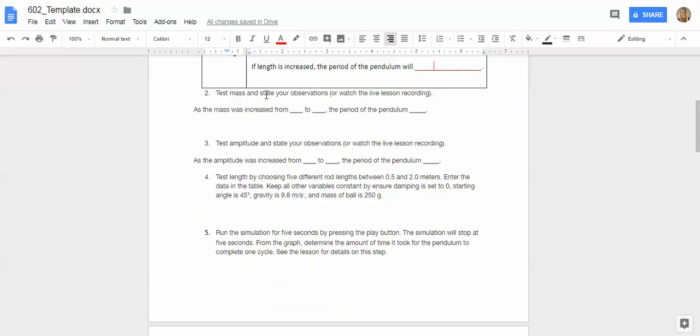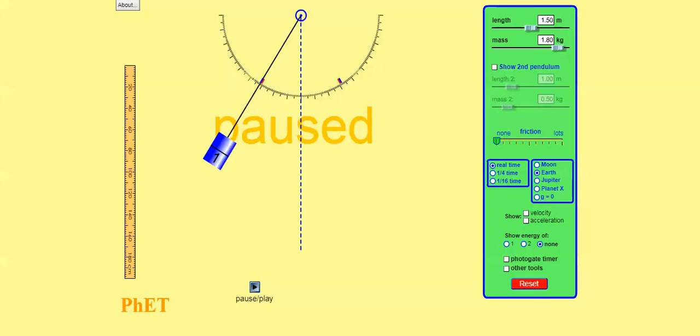Next, we're going to test mass. So what we're going to do is pick two values for mass and see how that affects the period of the pendulum. So let's go ahead and look at that. I'm going to set up two pendulums. They're going to be the same length. So I'll put both of them at 1.5. And I'm going to change their masses. I'll have one be 2 kilograms and the other is 0.5 kilograms.